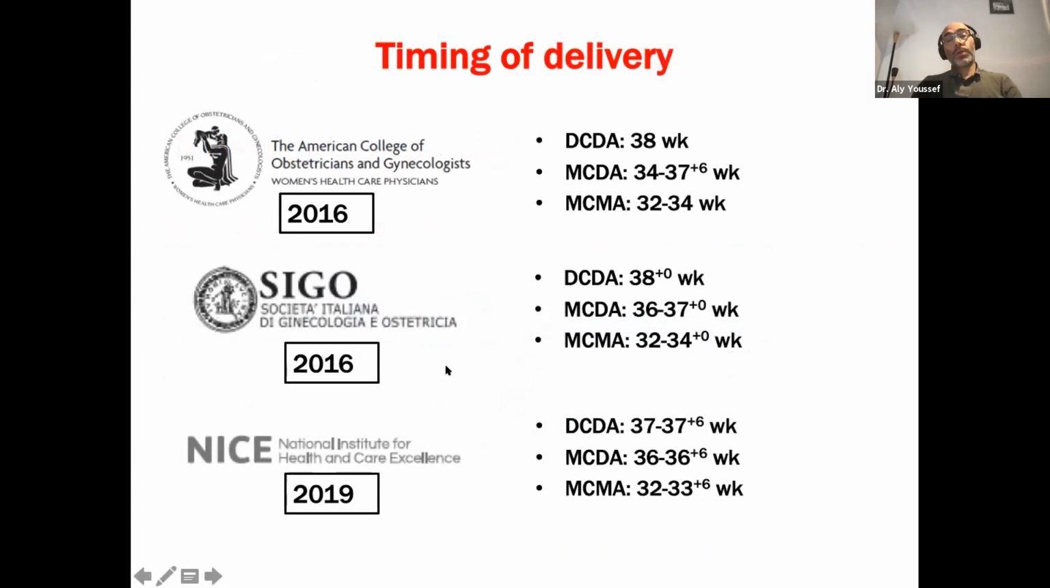So this is the last part of the lecture, the timing of delivery. There is a slight difference between the various societies, but it's not really clinically relevant. In uncomplicated dichorionic diamniotic twins, delivery should be between 37 and 38 weeks. In monochorionic diamniotic twins, the recommendation is between 34 and 37 weeks. In monochorionic monoamniotic twins, delivery should be between 32 and 34 weeks.